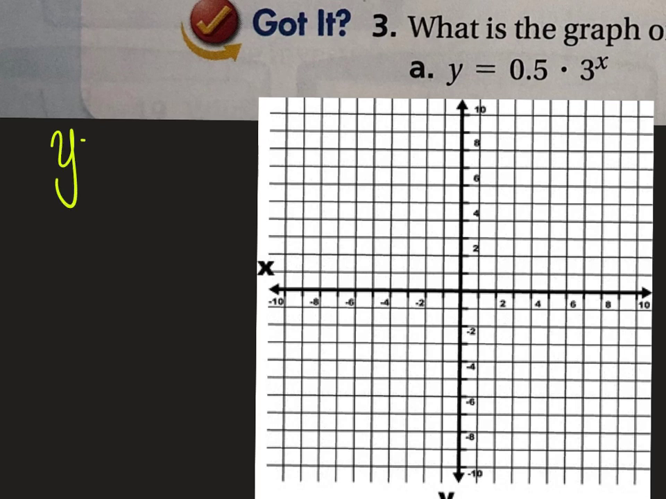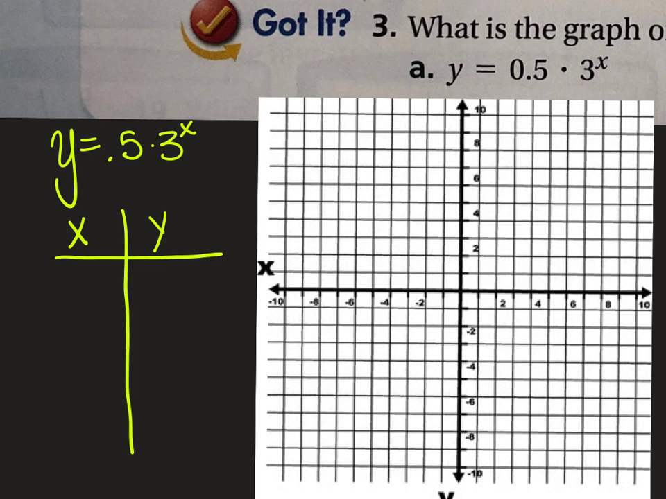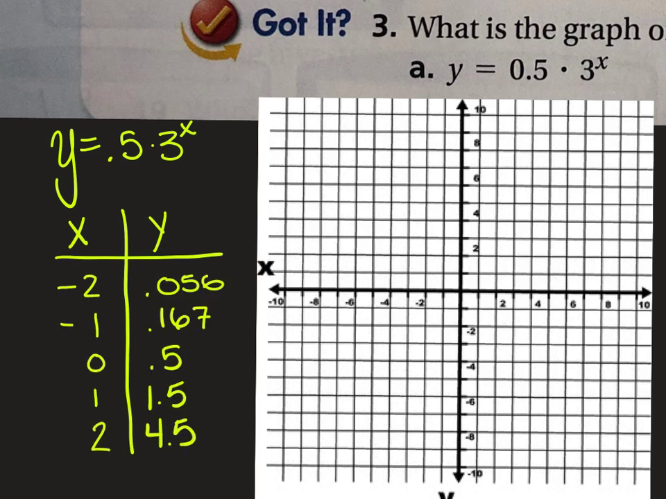So y equals 0.5 times 3 to the x. X, y. All right, so we put together a table here, and I have a set of values. So we're going to go ahead and graph them. So -2, 0.056. That's going to be a nightmare. So we're just going to put that at 0.